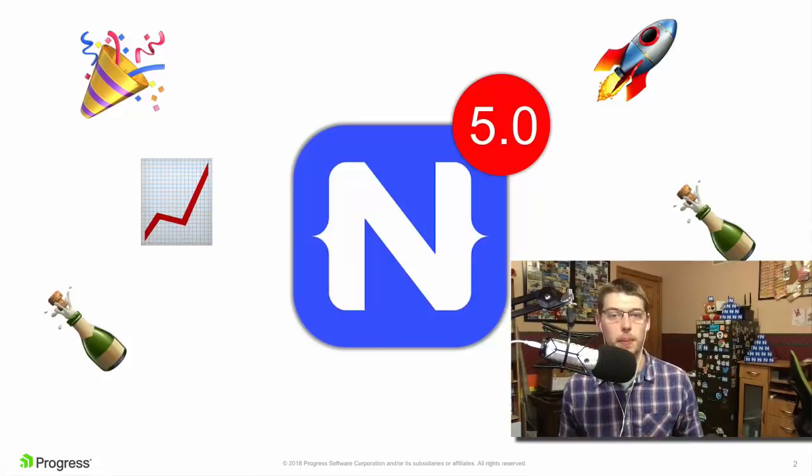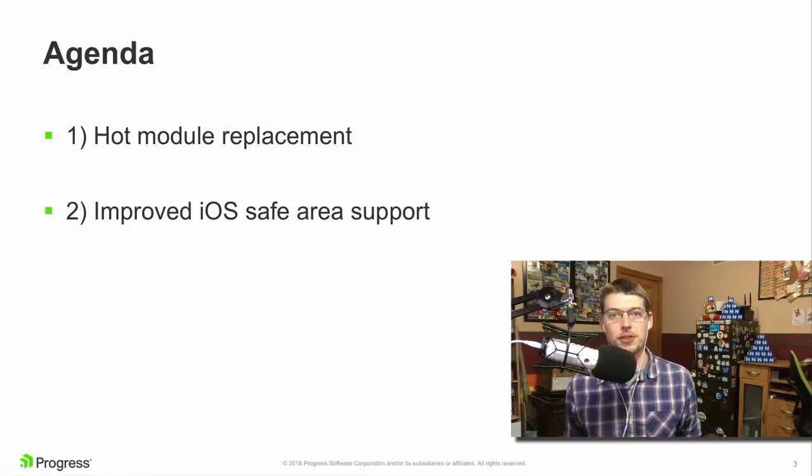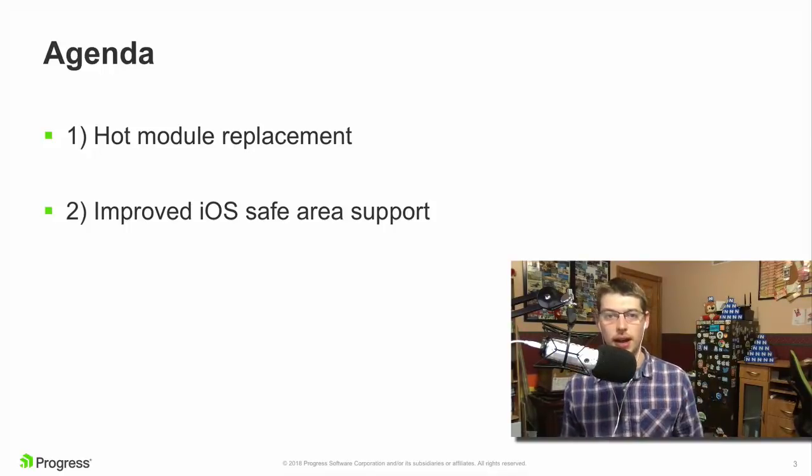Now I'm going to cover two of the new features that we're shipping as part of NativeScript 5.0. The first, hot module replacement, is really the big one and the one that's probably going to most fundamentally change the way you approach NativeScript app development. And the second is some changes to how we handle safe area support on newer iOS devices like the iPhone 10 and the iPhone XS. So if you've struggled laying out your applications on these devices, I think we have some really cool changes to help you out. But let's start with hot module replacement.